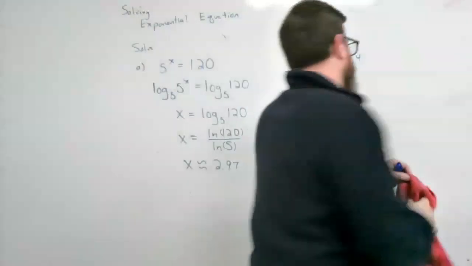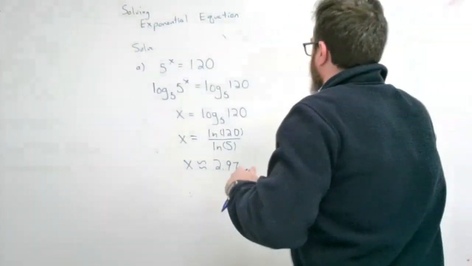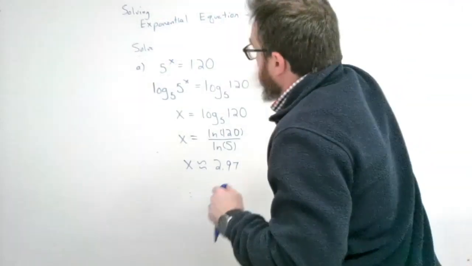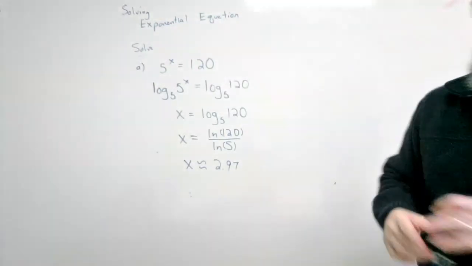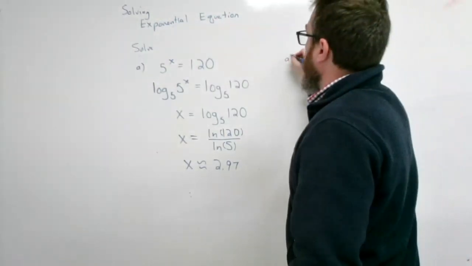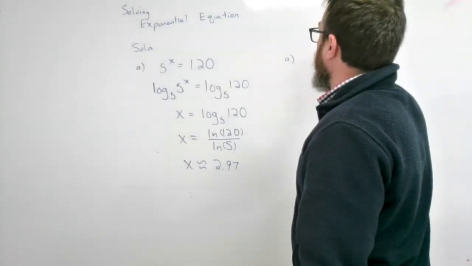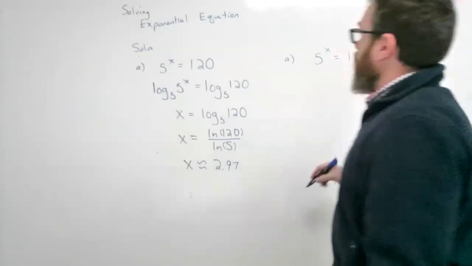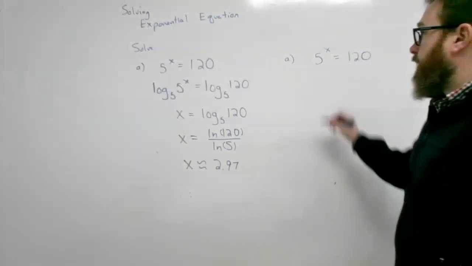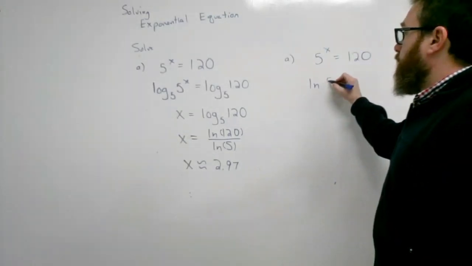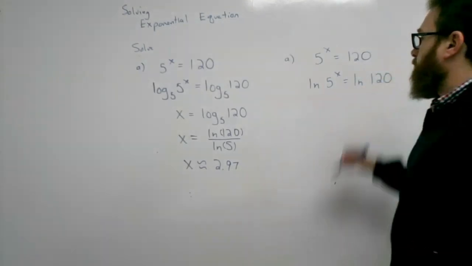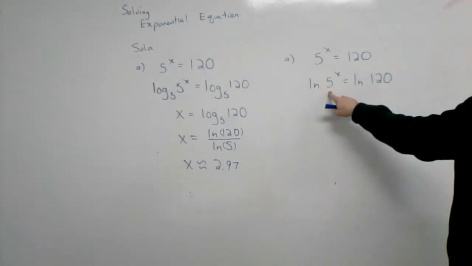Now, there's another way to handle this, and instead of using its inverse, exponential base 5, I can natural log both sides. So let's do it one more time. If I'm trying to find 5 to the x is equal to 120, another way to do this is use the common base. So I can natural log this 5 to the x, and I can natural log this 120. Now, they're not inverses, so these will not cancel.